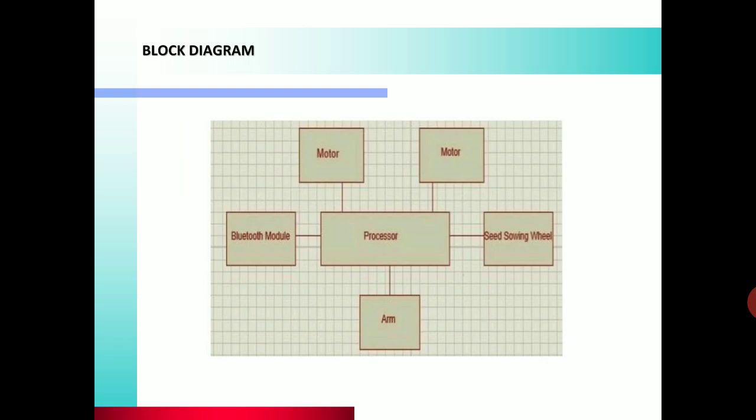These two motors are used to convert electrical energy into mechanical energy, and the Bluetooth module is used to control the system. And also we use here the seed sowing wheels, through which we sow our seeds in the land. Then here we use the ARM processor.